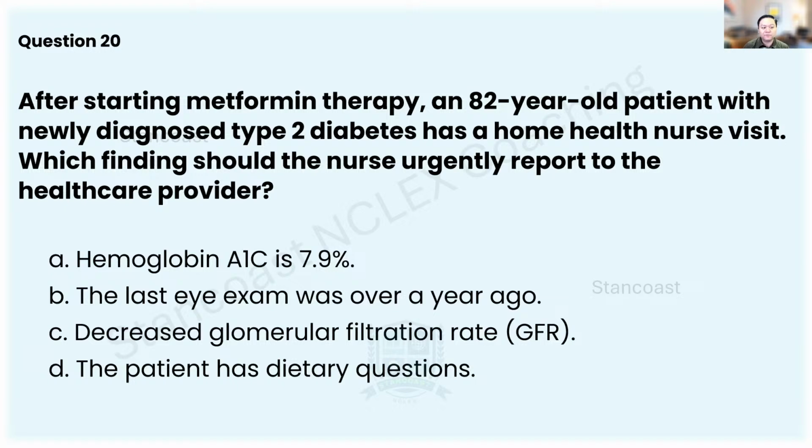Let's have number 20. After starting metformin therapy, an 82-year-old patient with newly diagnosed type 2 diabetes has a home health nurse visit. Which finding should the nurse urgently report to the healthcare provider? Is it hemoglobin A1C 7.9%?